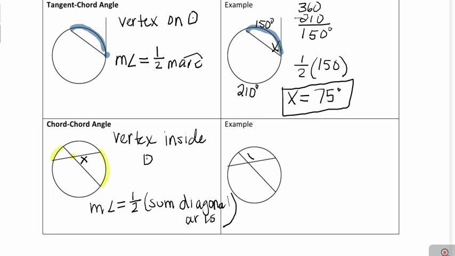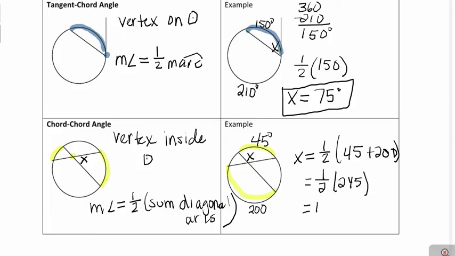Let's say I want to find the measure of this angle here. So to find the measure of angle X, I'm going to do 1/2 of the two diagonal arcs, so that would be the 45 degrees and the 200 degrees. So 1/2 of 45 plus 200, or half of 245 degrees, which would be 122.5 degrees. So that would be the measure of angle X.